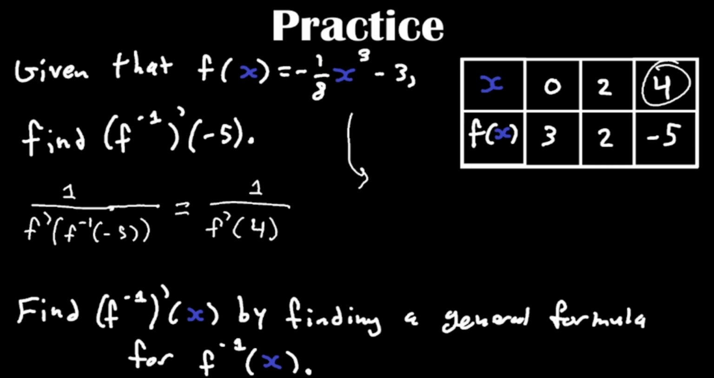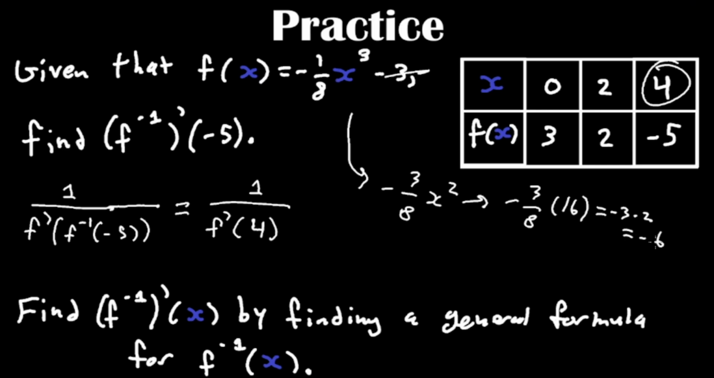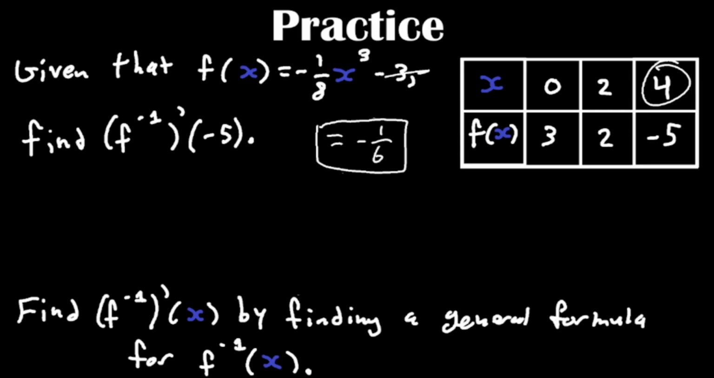By our power rule, this constant's just going to go away. And then we can bring that 3 down. So negative 3/8, and reduce the power by 1. So negative 3/8 x squared. If we plug in 4, we get negative 3/8 times 4 squared, that's 16. And then 16 over 8 is just 2. So negative 3 times 2 is just negative 6. So we would get 1 over negative 6. That is negative 1/6.